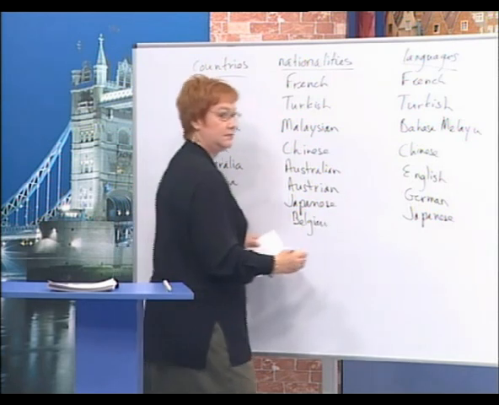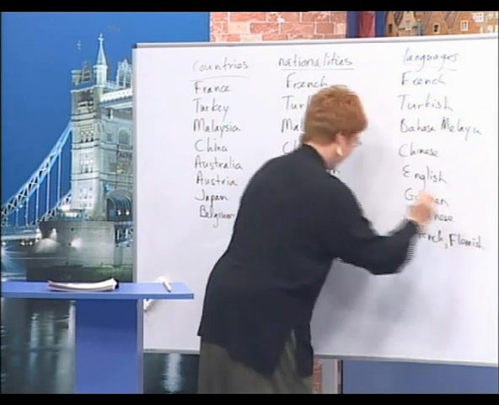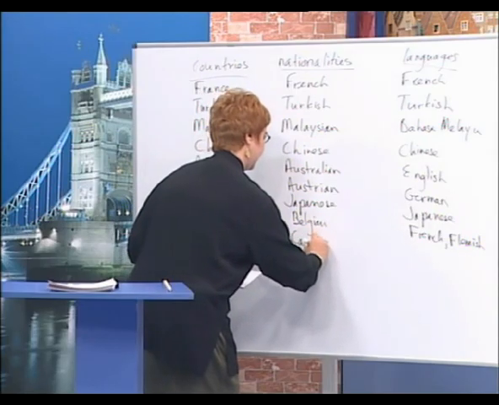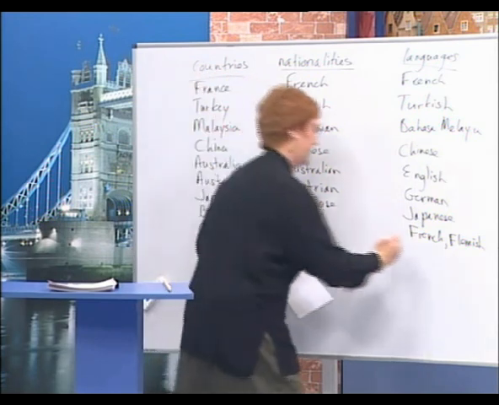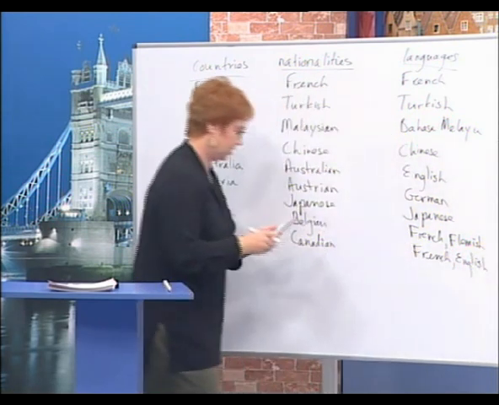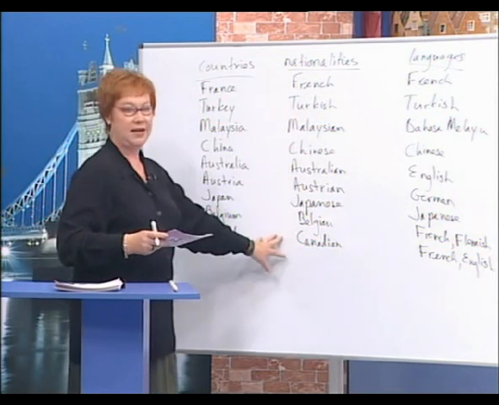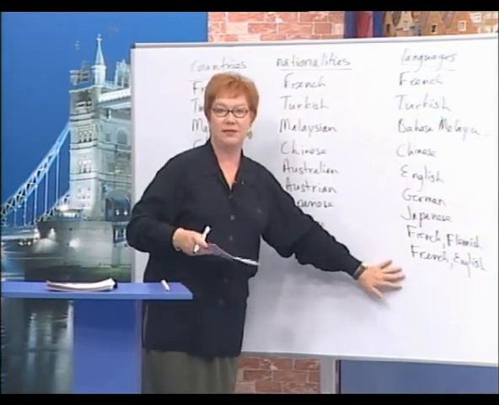Okay, Susan? Belgium. French and Flemish. Okay. And finally, Isabel. Canada. Canadian. French and English. Yes, good. There are two official languages in Canada, French and English. All right, so here are a few countries, their nationalities, and the languages that most people speak there.